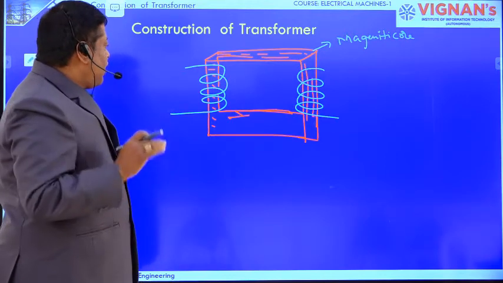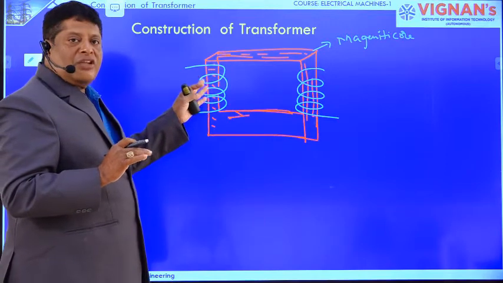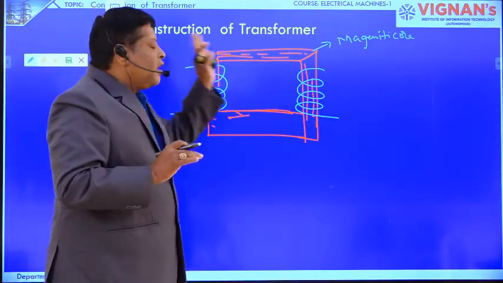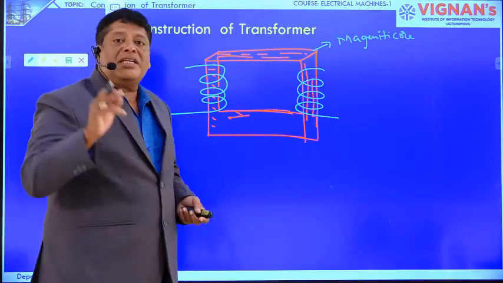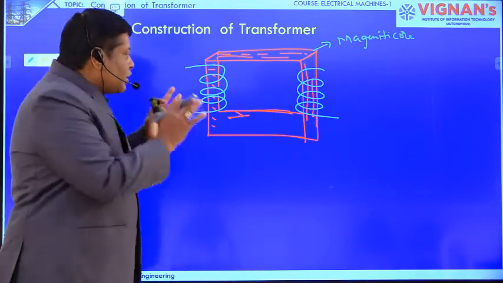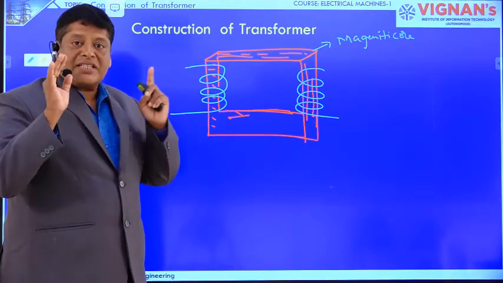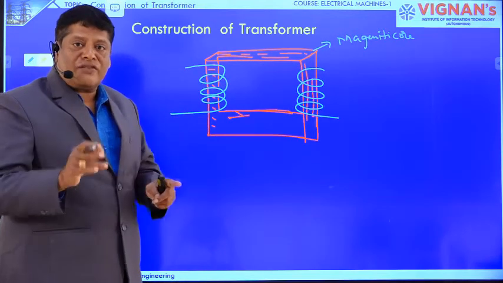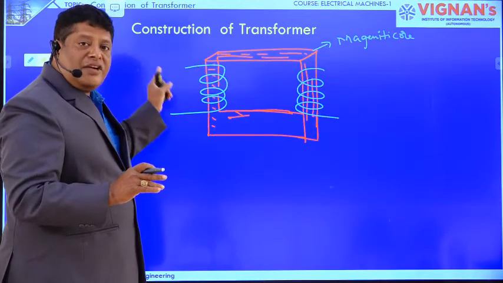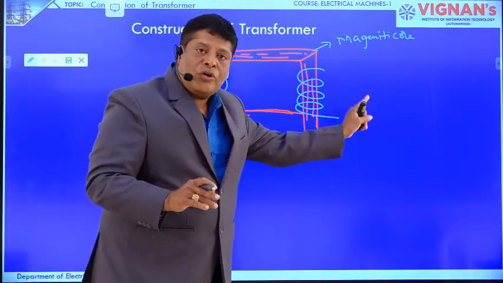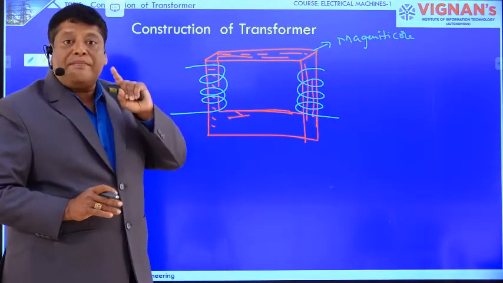Now we are going to see how this transformer is transferring power from one circuit to another circuit. So already we defined the transformer. It is a static device, meaning there is no rotating part in the transformer. It is a static device which transfers electrical energy from one circuit to another circuit without changing the frequency. That is the basic definition.